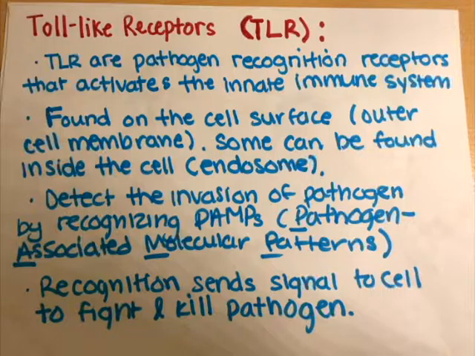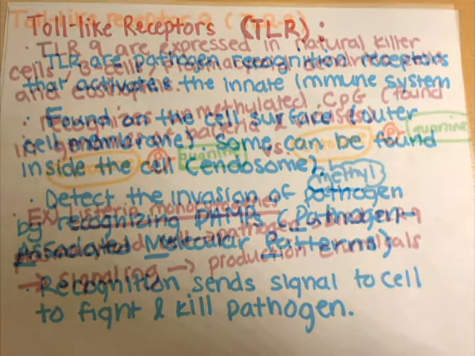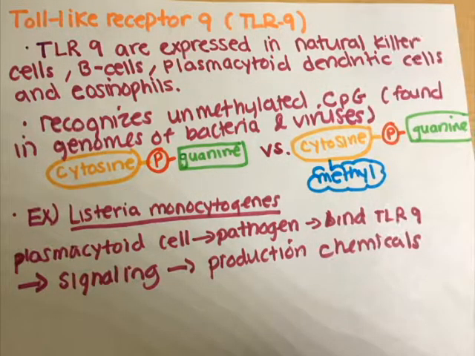This recognition sends transduction pathways that result in a change in gene expression, which will send signals to the cells to release chemicals to fight and kill the pathogen. For example, TLR9 is expressed in natural killer cells, B cells, plasmacytoid dendritic cells, and eosinophils. It recognizes the unmethylated CpG that is found in the genomes of bacteria and viruses.